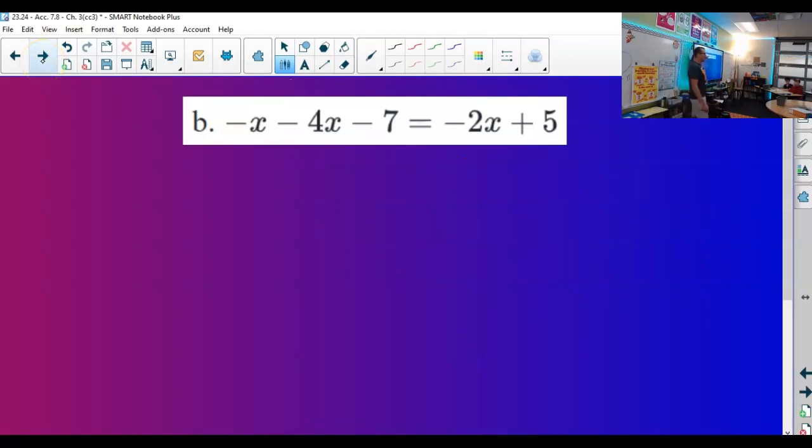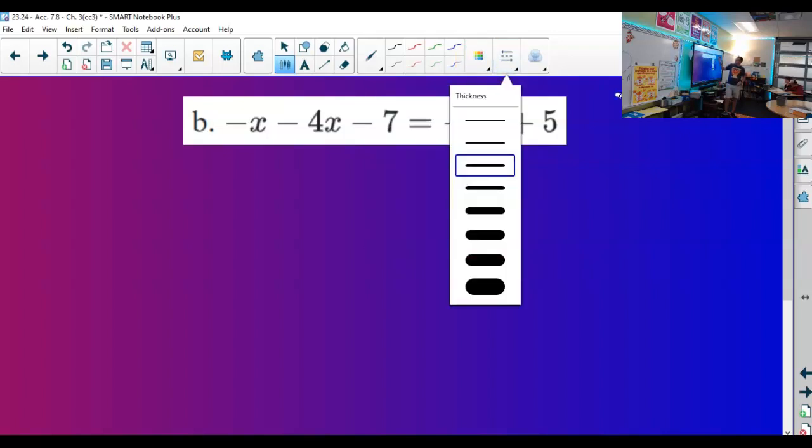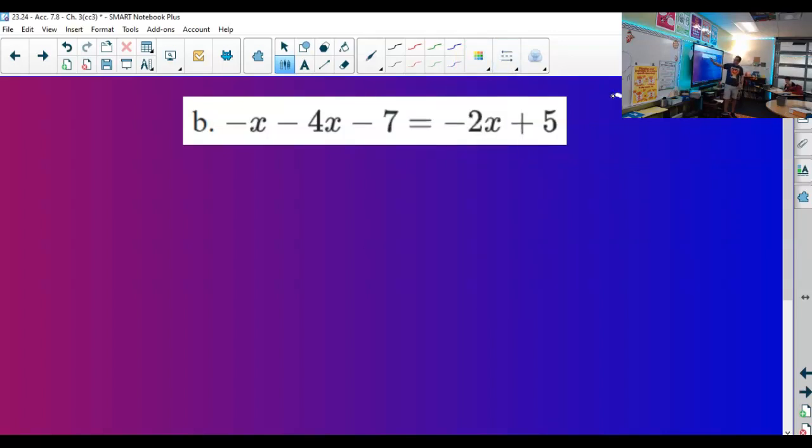Someone who worked on B, help me out. You guys got to decide who. Laurel or Claire, you guys decide. Basically, on the left, it did the x minus x and the minus 4x to get negative 5x. And still the minus 7.